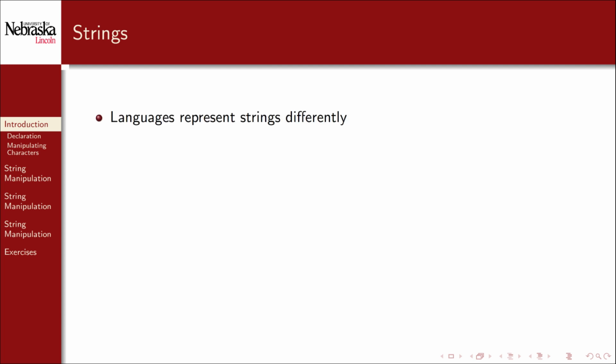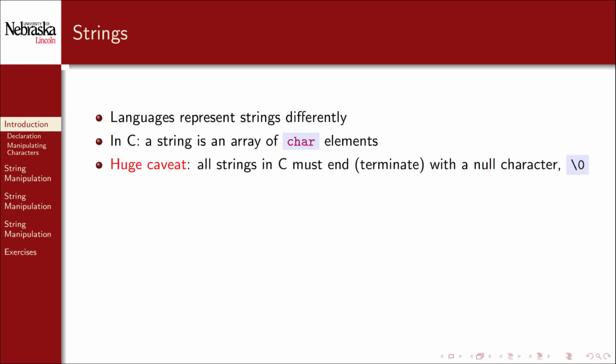Different languages represent strings in different ways. In C, a string is simply just an array that holds char elements. So essentially everything that we've covered with arrays, such as static arrays versus dynamic arrays, and the use of malloc is applicable to strings. There is one huge difference, though. In C, every string must be terminated with a null terminating character, the backslash zero character.